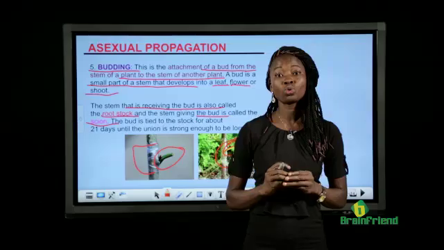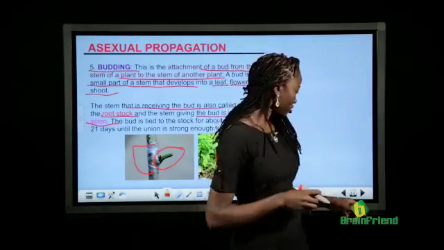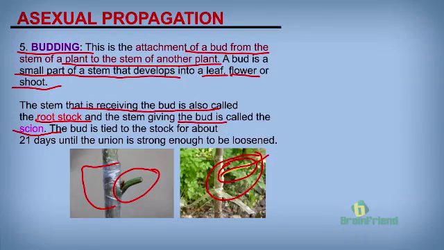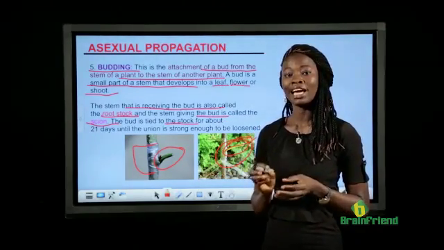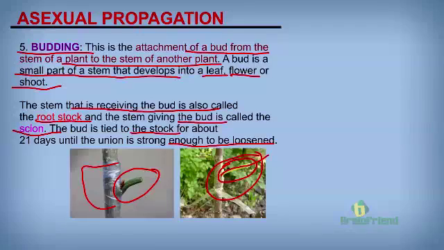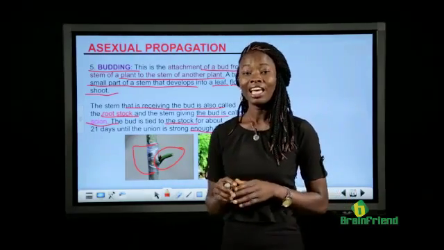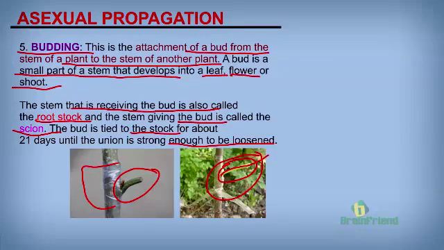Budding is also used for the same purpose as grafting. The bud is tied to the stalk for a period of about 21 days, and in this period, the stalk is constantly or regularly supplied with water in order for the bud to grow. And at the end of this period, the rope or whatever is used to tie them together is loosened and it is allowed to grow as a new stem or as a new plant.